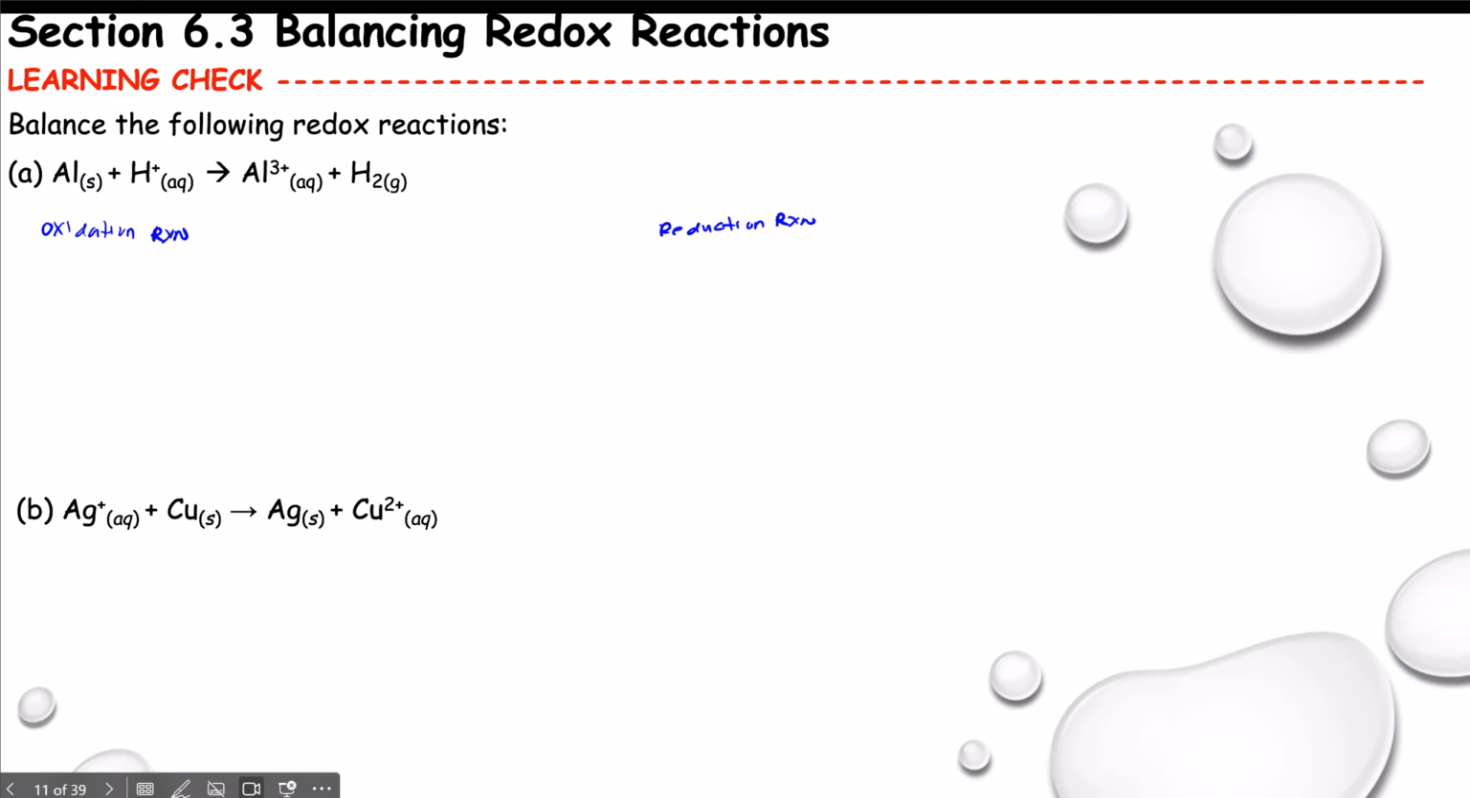In the oxidation reaction, we have aluminum solid, and that forms into aluminum 3 plus. Aluminum solid, on the left side of the equation, the charge is 0. Aluminum 3 plus is a charge of plus 3. So therefore, we need to add 3 electrons on the right so that the plus 3 and 0 balance out. Having 3 negatives on the right side makes this into a 0, right?